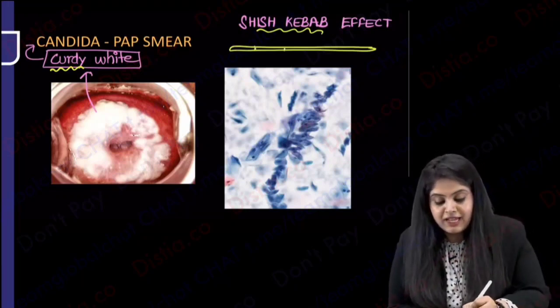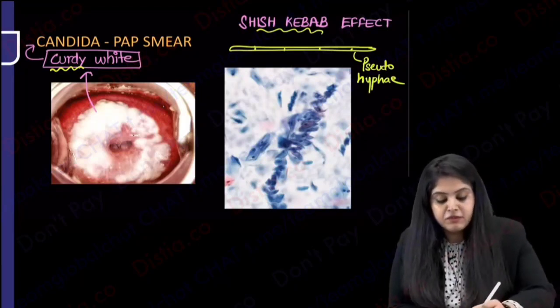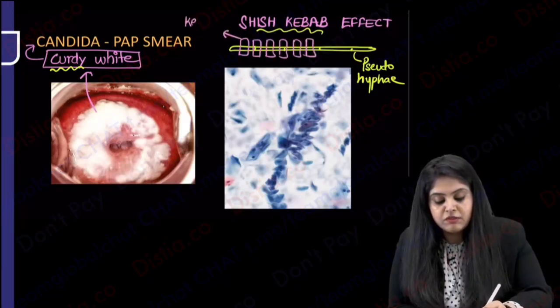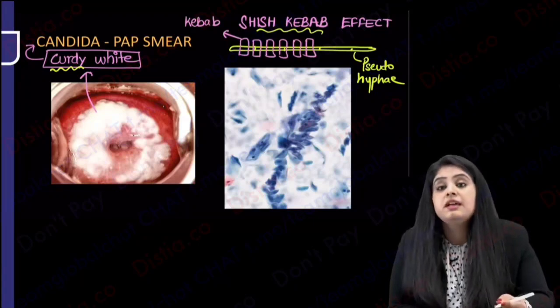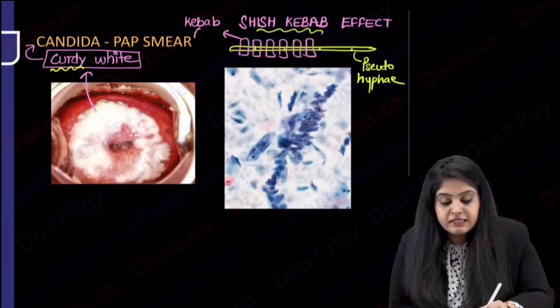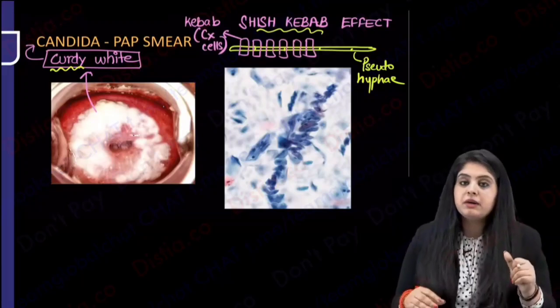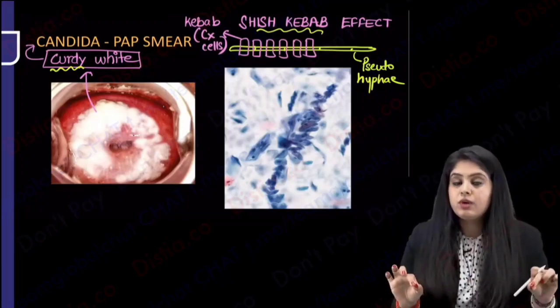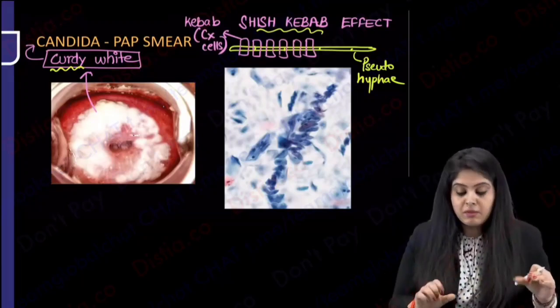So that stick is actually the pseudohyphae. That stick is referred to as the pseudohyphae of candida. And where are those pieces of kebab? You can very well see these different pieces of kebab that are going to be there. So please remember, these pieces of kebab are nothing but the epithelial cells of the cervix. These are the cervix cells which have stacked up like pieces of kebab. So remember, there's a stick which is the pseudohyphae, and then there are pieces of kebab on top of it.